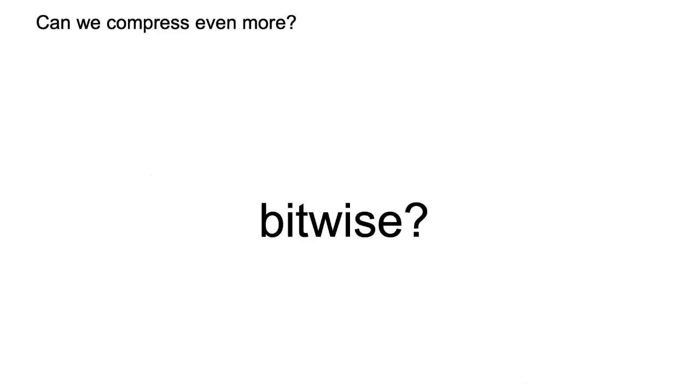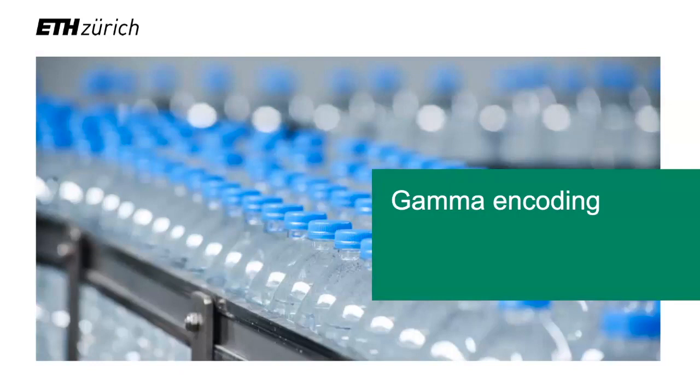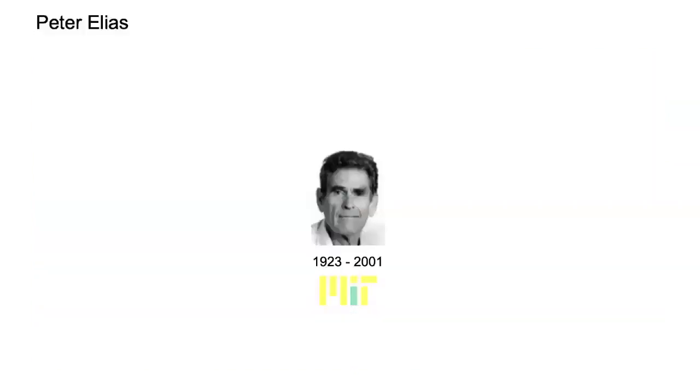Can we compress even more? Obviously, yes, because otherwise I wouldn't be standing in front of you. So yes, we can compress even more. And that even more has a name. It's called the gamma encoding, the gamma codes. This is because of this person, Peter Elias of MIT, who invented that code. So this is why it's also known as the Elias gamma code occasionally.